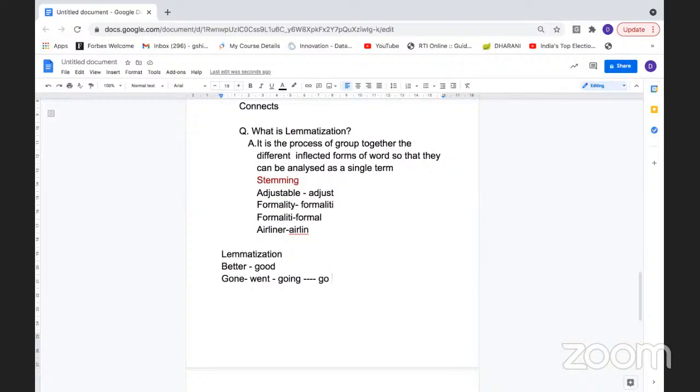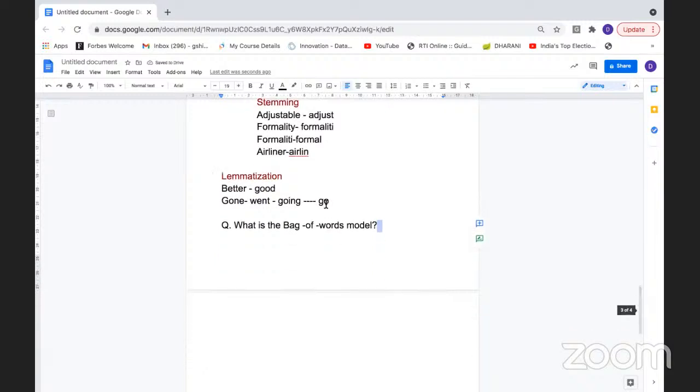Okay. Now, what is bag of words? What is BOW? Bag of words model. What does it do? So I can put a hyphen here. Now let's understand what this is. What happens here?